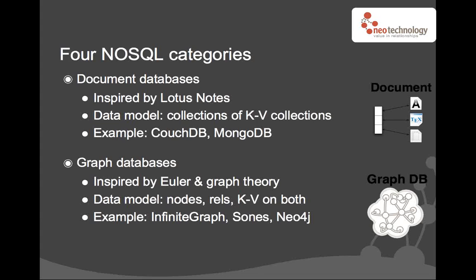And then the fourth category, and where we will spend most of our time today, is called graph databases. And sort of tongue-in-cheek, inspired by Euler, who, if you recall your computer science or your mathematics, was an old mathematician in, I believe, Switzerland, who invented graph theory. And the data model here is that of nodes, key value properties that you attach to the nodes, and then typed relationships between nodes that can also hold these key value properties. Examples here are Infinite Graph, Sones, OrientDB, and now, of course, Neo4j, which is the project that I'm most familiar with.